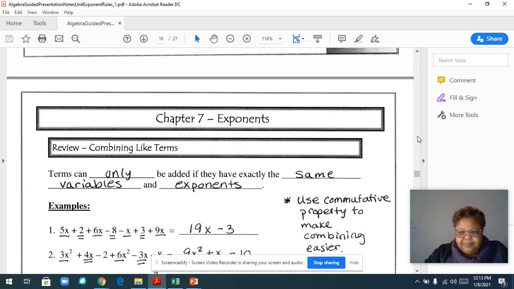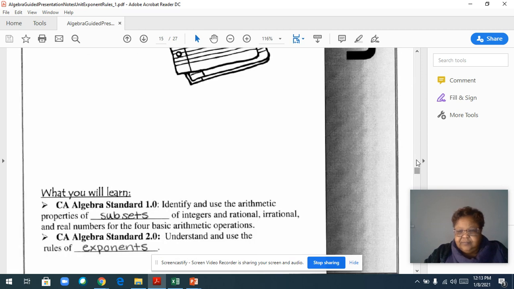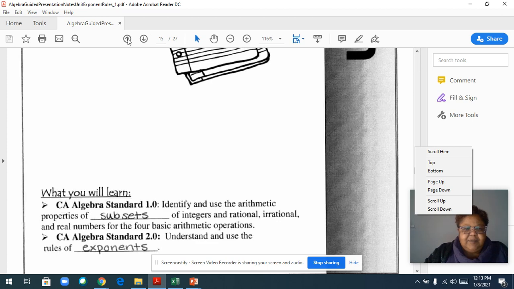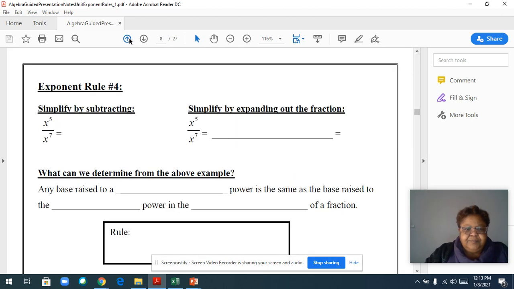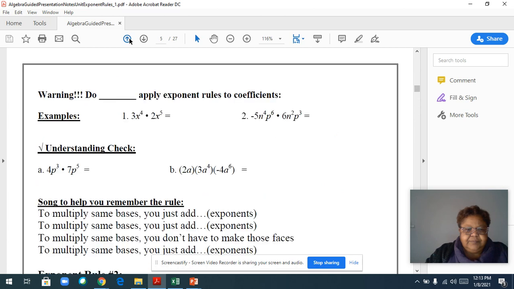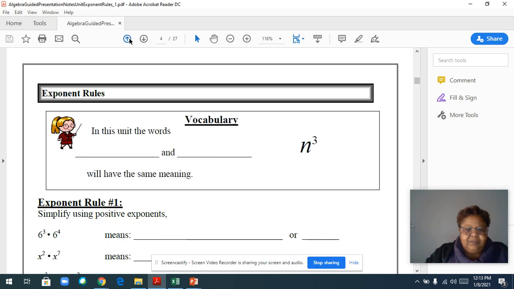I'm messing up here. Okay. Here we go. I just lost my place. I think I'm on page 4. Hold on. I'm a goofball.